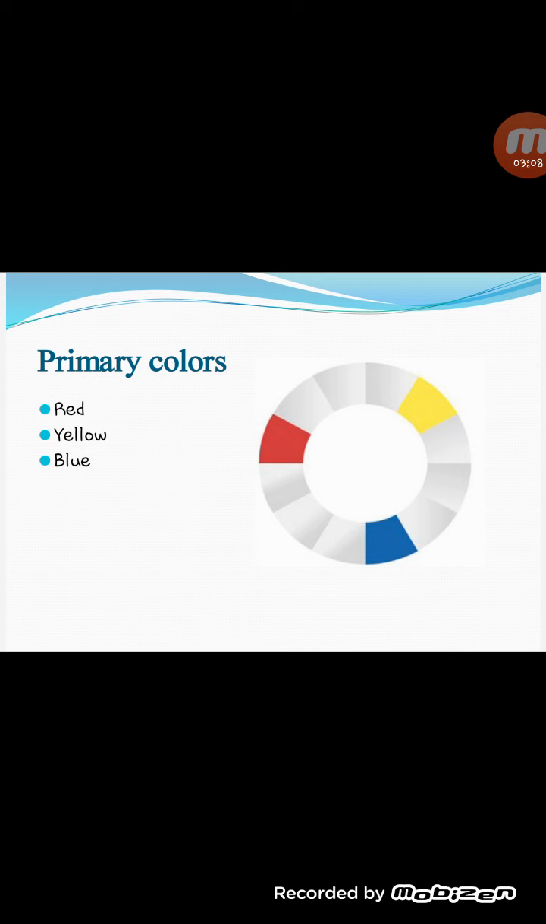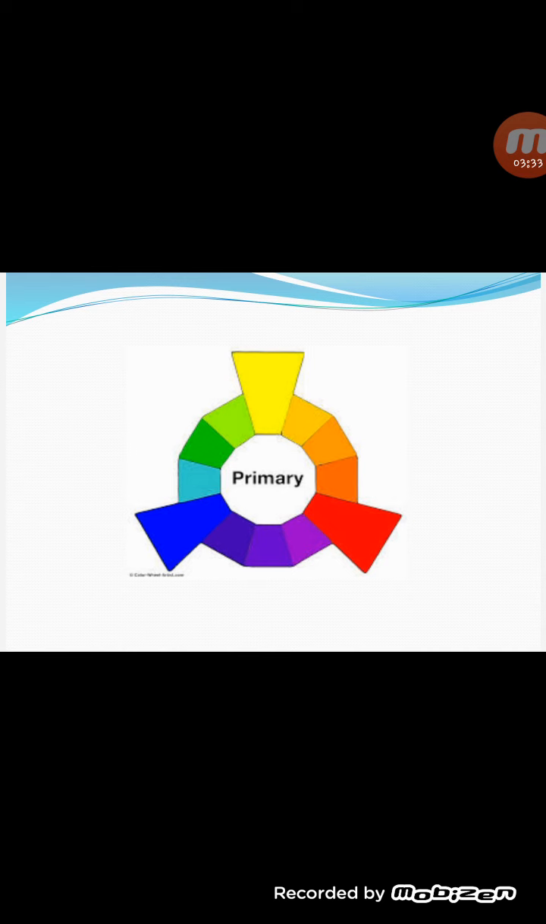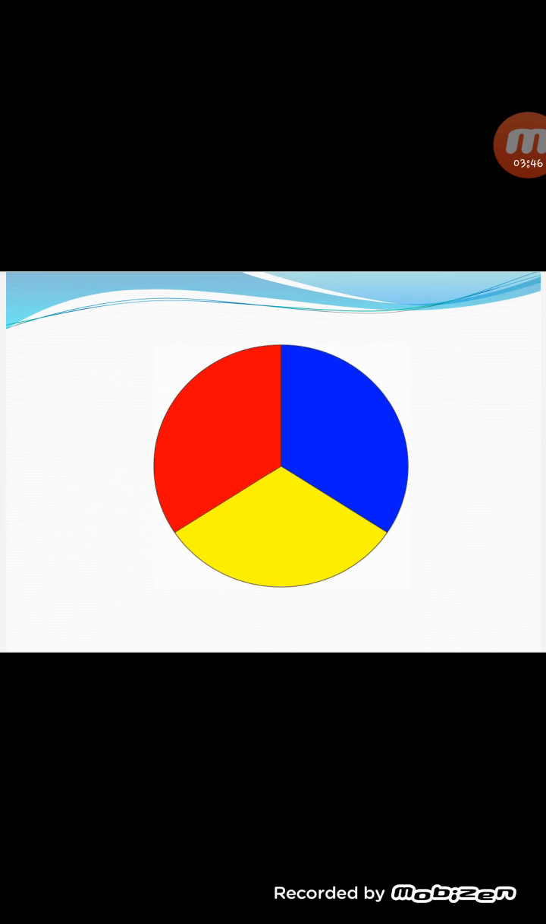Primary colors are not mixed from other elements and they generate all other colors. Every other color is made up of some combination of these three: red, yellow, and blue. These are the primary colors. Primary colors by definition are those colors that cannot be created by mixing others. Red, yellow, and blue.